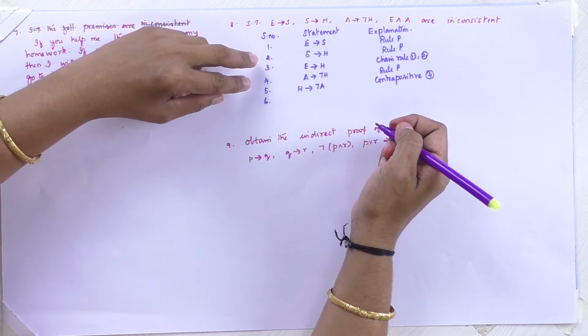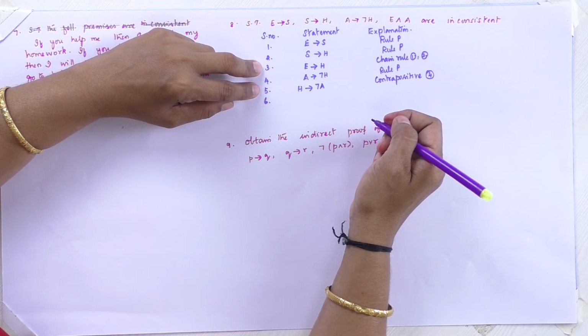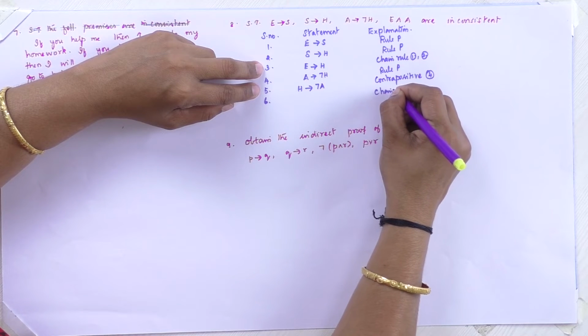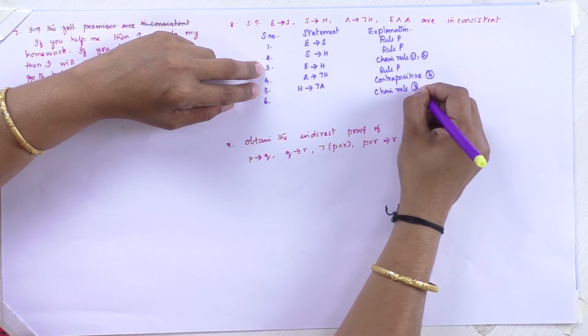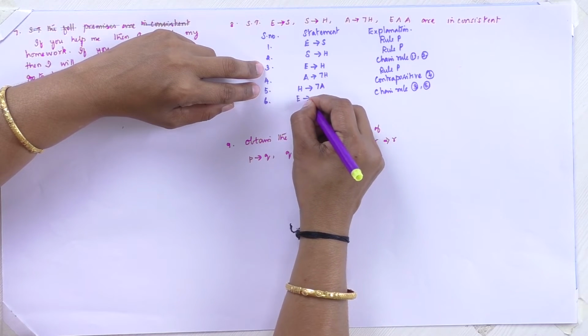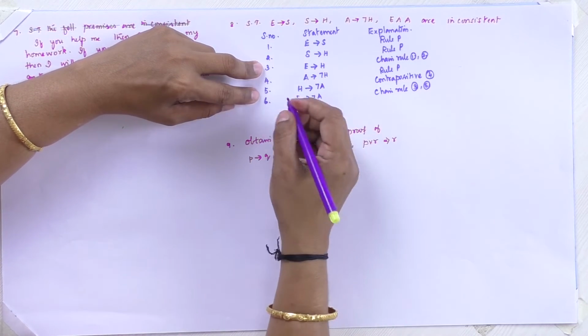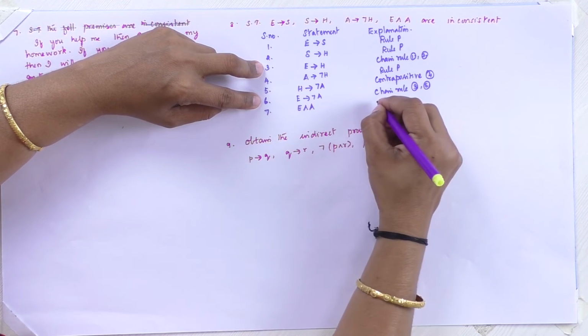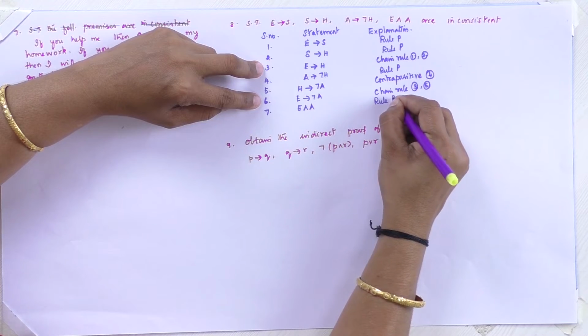And now, can anything else be done with 3 and 5? Yes, can you tell me? Yes, fine, I am getting it. That is chain rule on 3 and 5. Chain rule on 3 and 5 will give us E conditional negation A. Then we are left with only one more premise, that is E and A, that is rule P here.